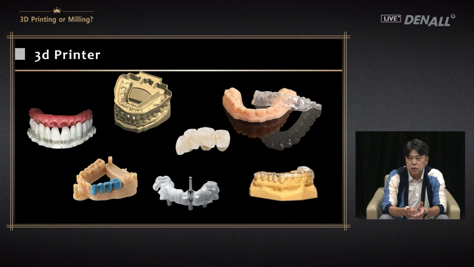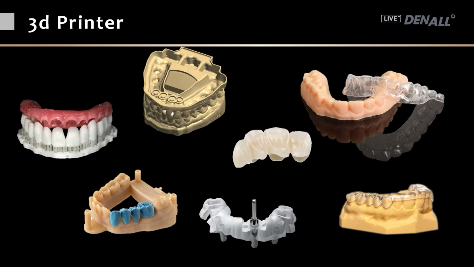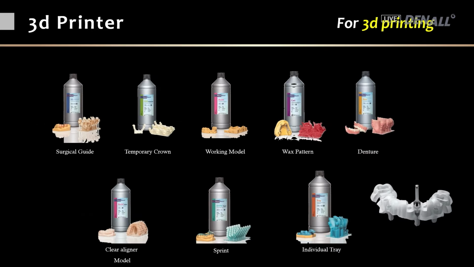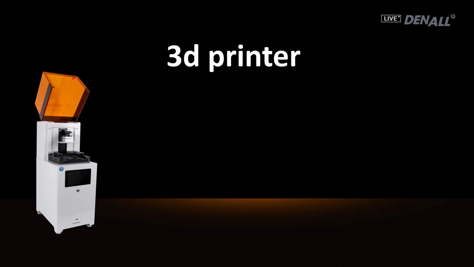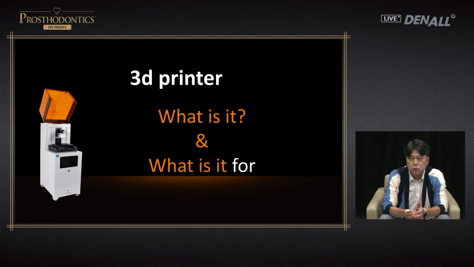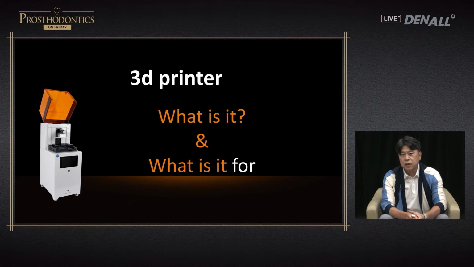Dentures, temporaries, models, splints, and surgical guides can be fabricated using various materials through one equipment. One equipment can be used and you can choose the appropriate resin to create various appliances and restorations. Very good price performance. What is a 3D printer and what is it for?